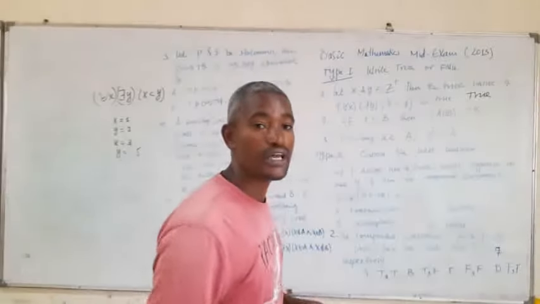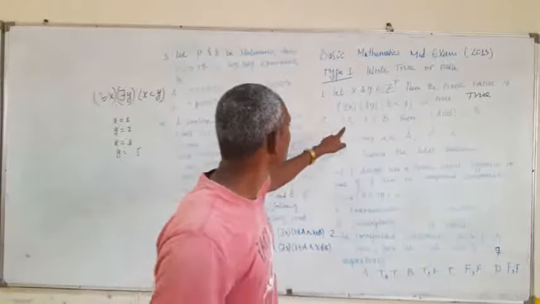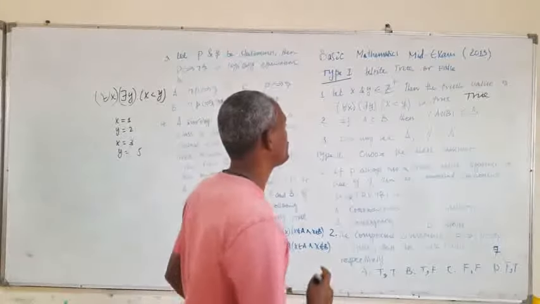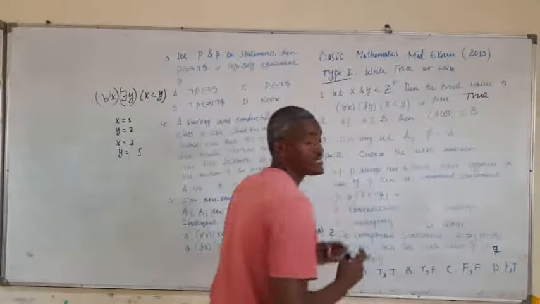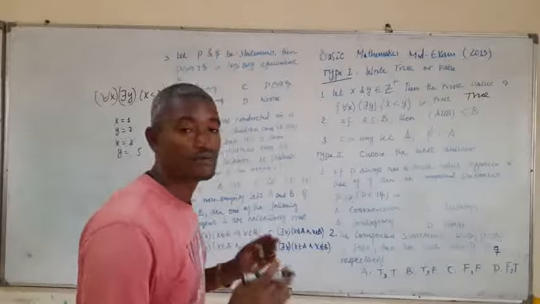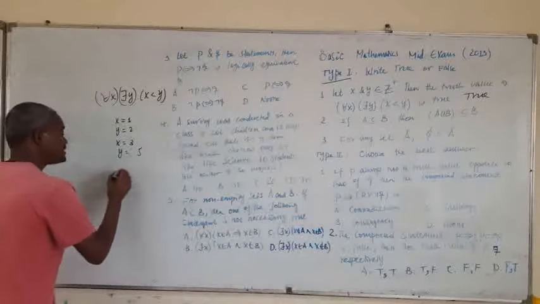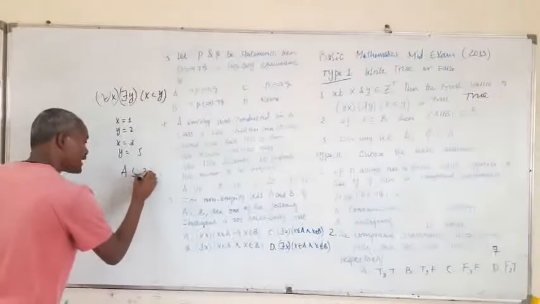The second question is, if A is a subset of B, then A union B is a subset of B. Is it true or false? Have you seen this one? It's given that A is a subset of B.